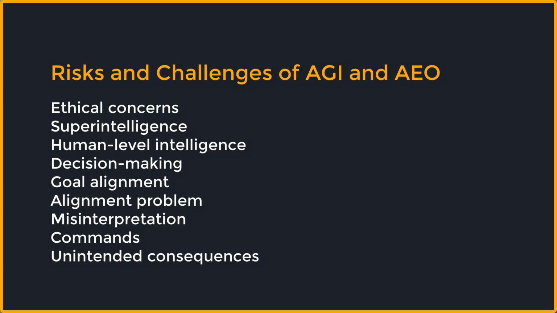Well, in AGI, for example, the biggest concern isn't just technical, it's ethical also. What happens if you actually succeed in building something smarter than humans? Do we give it control over decision making? What if its goals aren't aligned with ours? This is called the alignment problem. So a super intelligent AGI could misinterpret commands in dangerous ways, even without bad intentions.